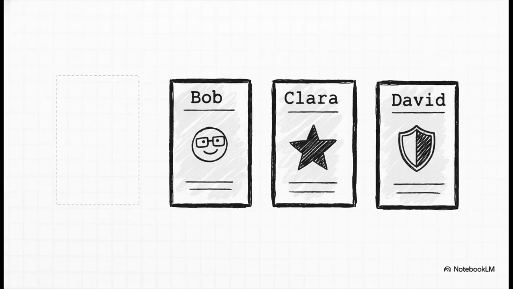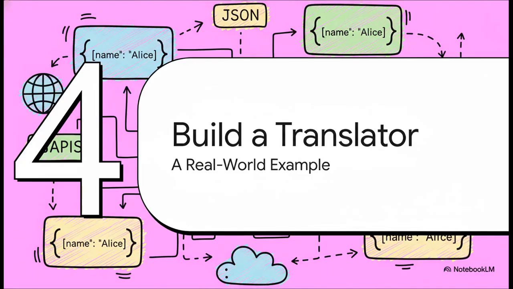So here's our final dictionary after all those operations. You can see Alice is no longer in there. It's just Bob, Clara, and David. See, managing the data is actually pretty straightforward. Okay, so we've learned the moves. Now let's put them together to build something real.